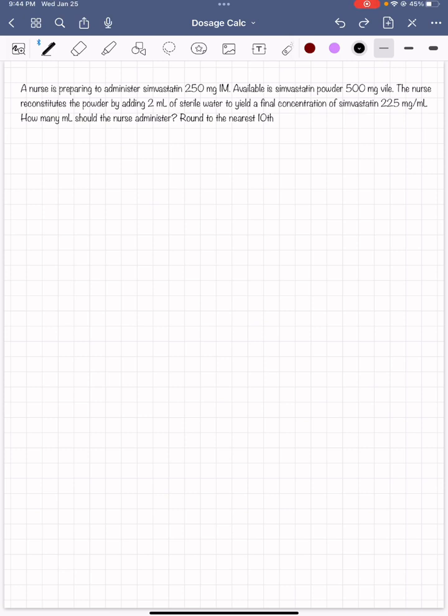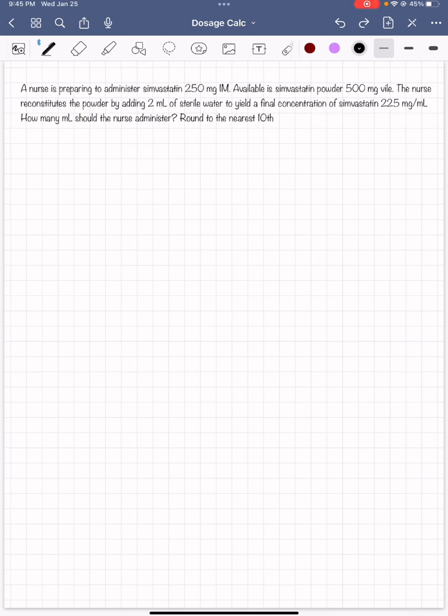So this question states, a nurse is preparing to administer simvastatin 250 milligrams IM. Available is simvastatin powder 500 milligram vial. The nurse reconstitutes the powder by adding 2 milliliters of sterile water to yield a final concentration of simvastatin 225 milligrams per milliliter. How many milliliters should the nurse administer? Round to the nearest tenth.